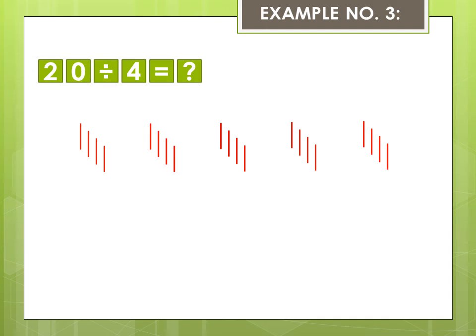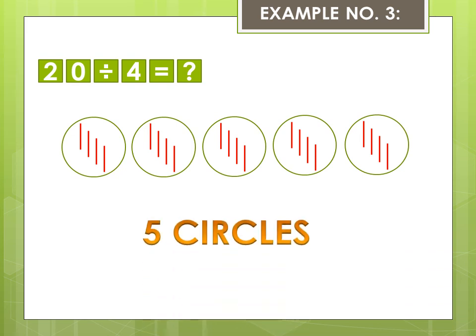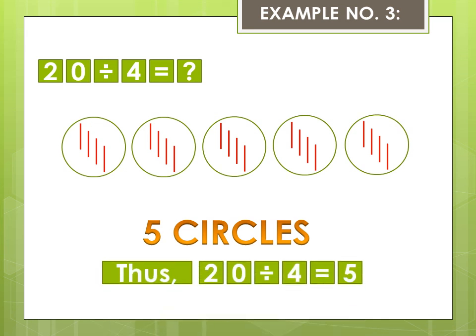Then let us encircle every 4 lines that we see. We have circle number 1 for the first 4 lines, circle number 2 for another 4 lines, the third circle, the 4th one, and then finally the 5th circle. We have 5 circles. Thus, 20 divided by 4 equals 5.